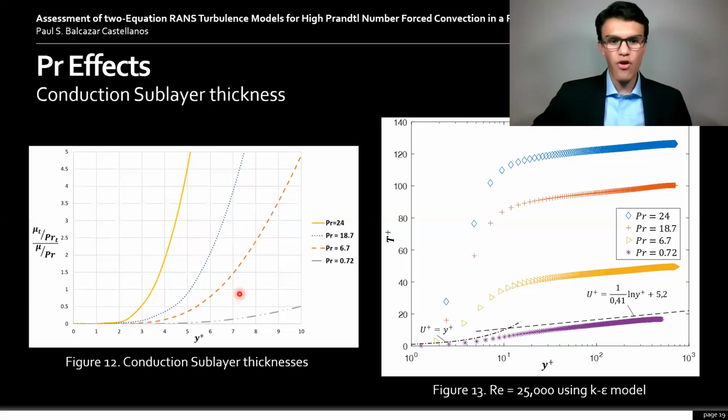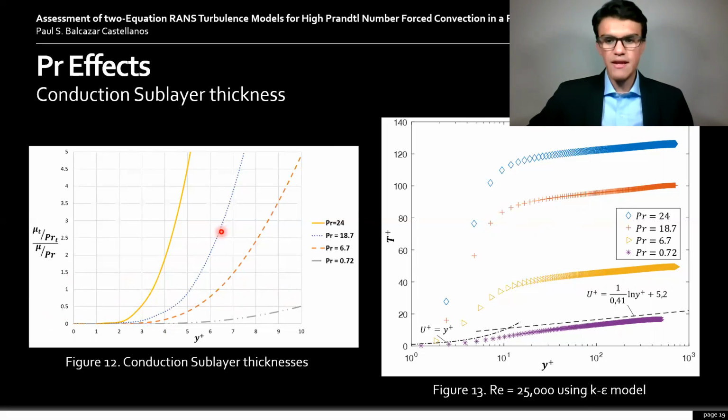As can be seen in the figure on the left, as Prandtl number increases, this conduction sublayer becomes much, much thinner. And it is this Prandtl number effect that makes high Prandtl number fluids so difficult to model using CFD, because the mesh resolution in this region has to be very high in order to capture the thermal and velocity gradients.